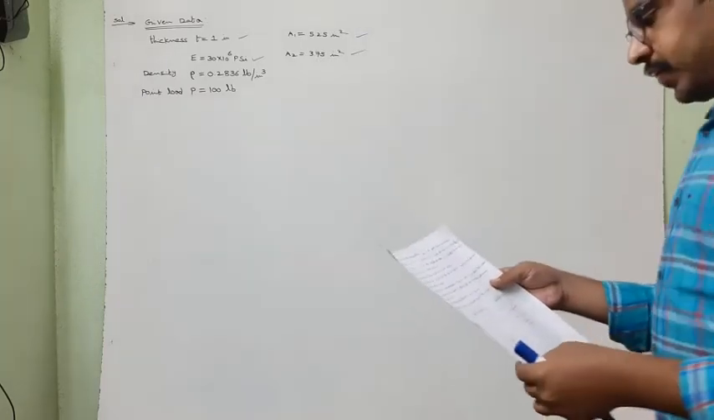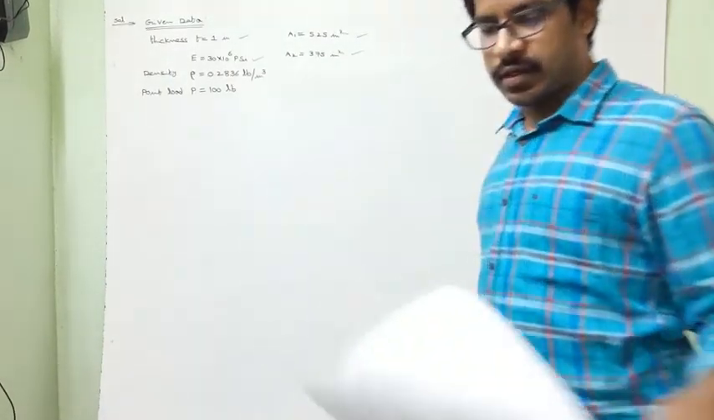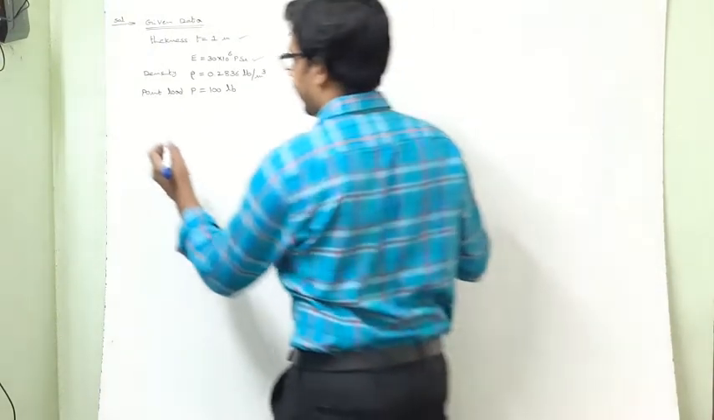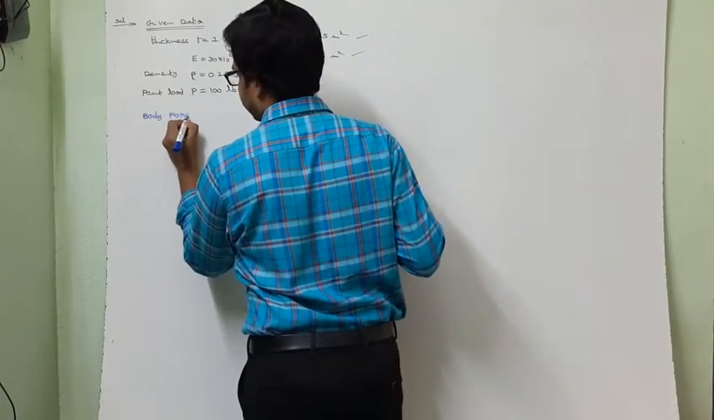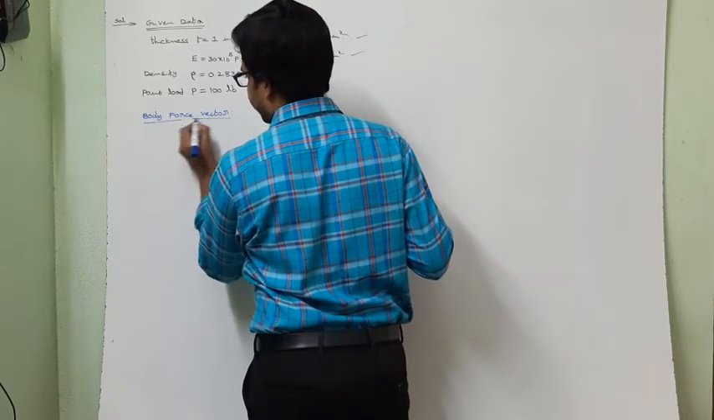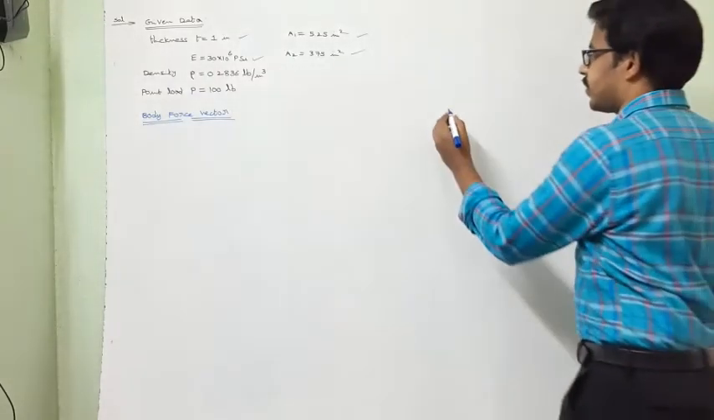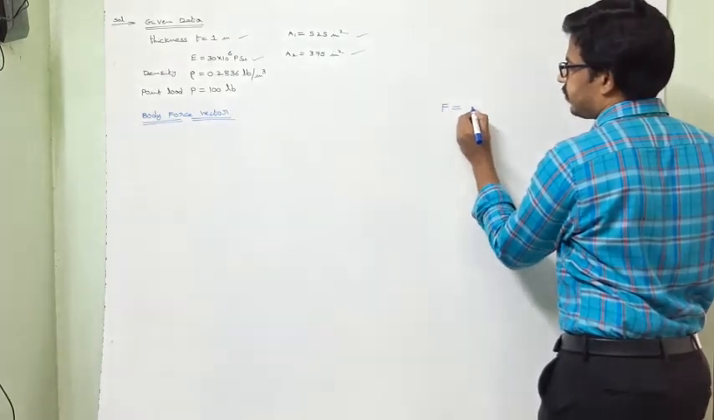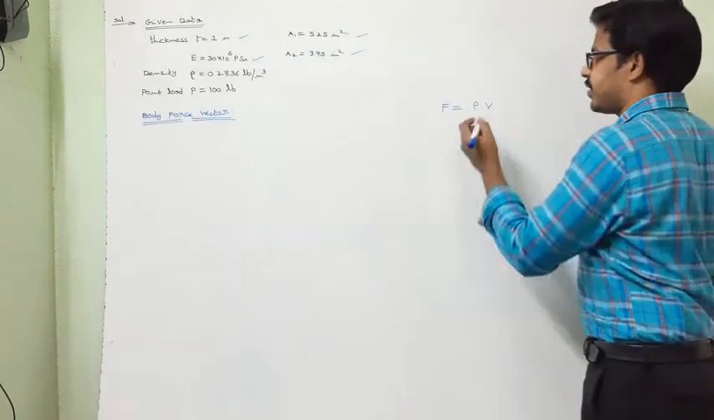In the second question, we need to calculate the body force vector. Write down the expression for the element stiffness matrix and element body force vector. So here second one, element body force vector. What is the body force vector? Force is equal to density into volume.